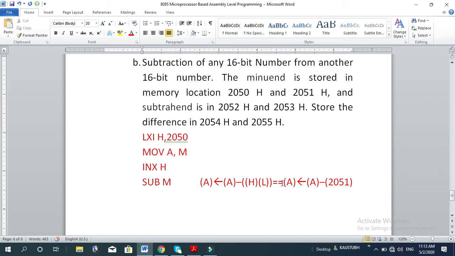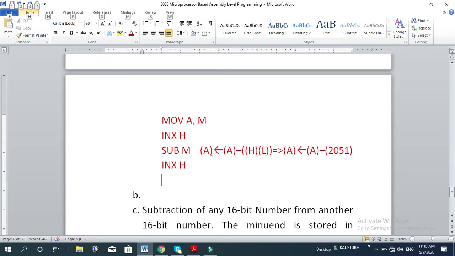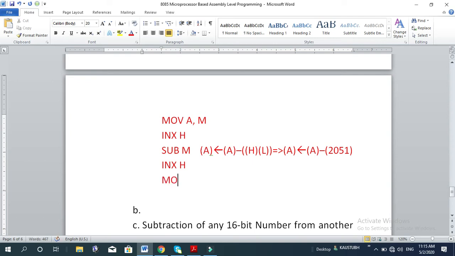After this subtraction, the result is in the accumulator. So what you can do is simply INX H again. Once this INX H is executed, the HL register pair gets incremented by 1, so it becomes 2052, and your M is now 2052. So simply MOV M, A. The result is now stored in 2052. That is the difference, and that's all.